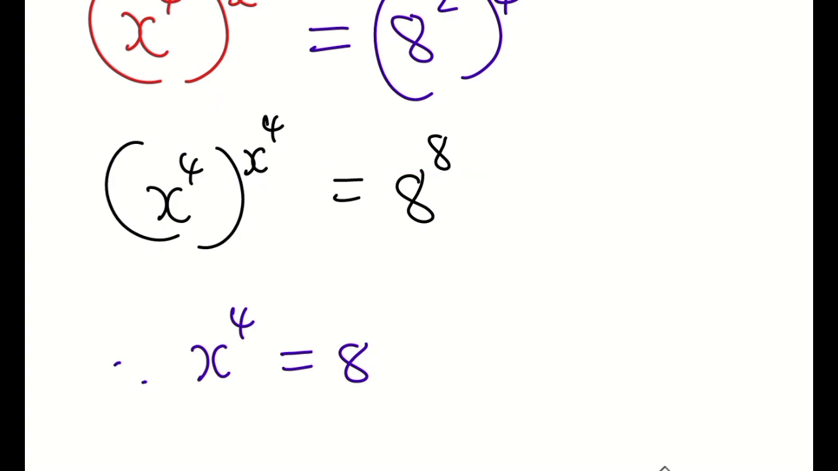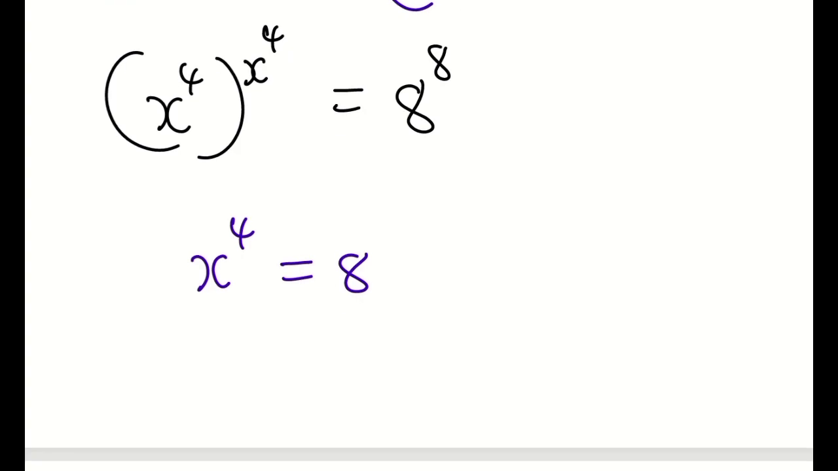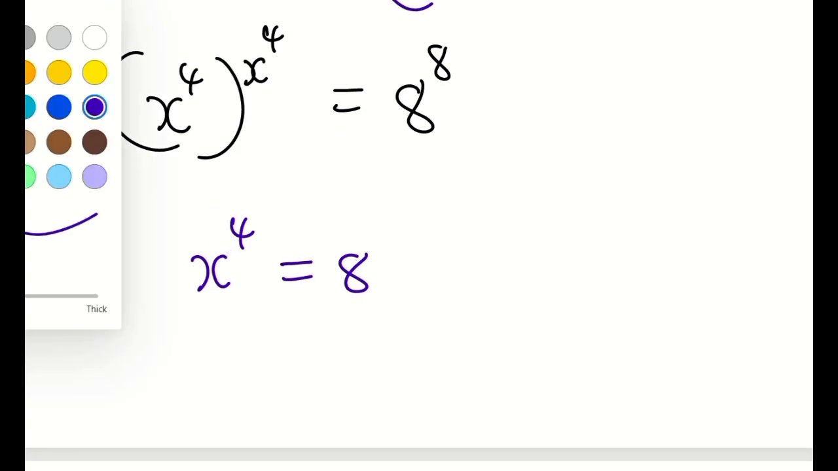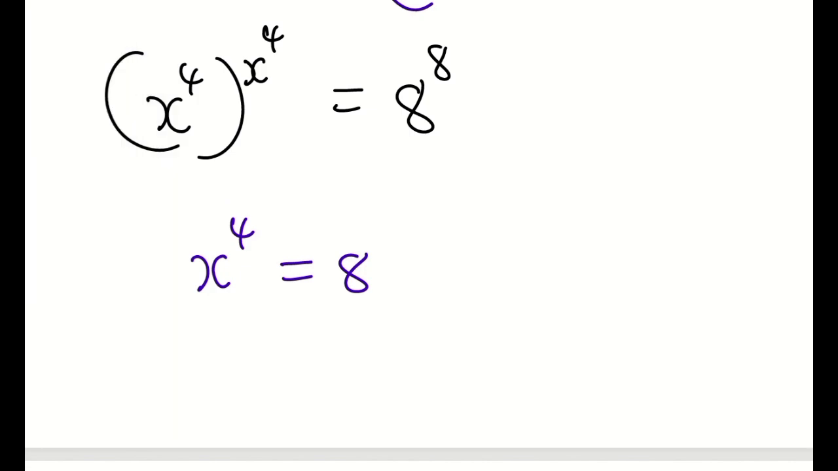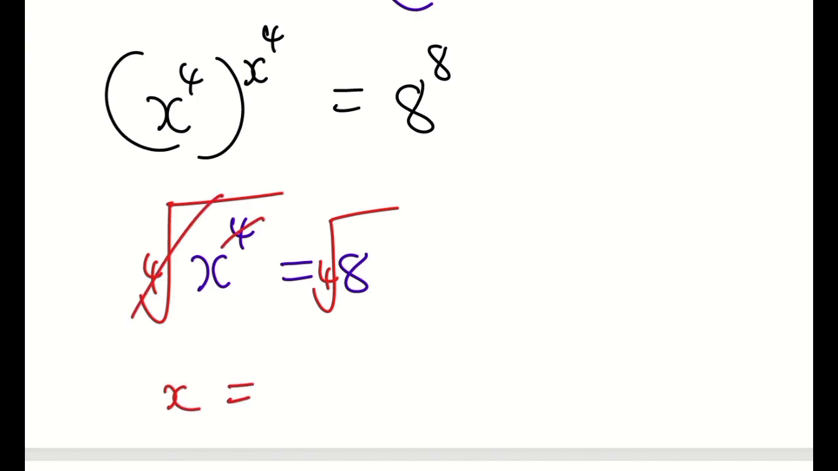But we're not done. We are asked to find the value of x and not x raised to the power of 4. So what do I do to get rid of 4 from here? I'm going to apply the fourth root to both sides. So the fourth root here and the fourth root here. So this cancels this and you have x is equal to, but there has to be plus or minus, okay?